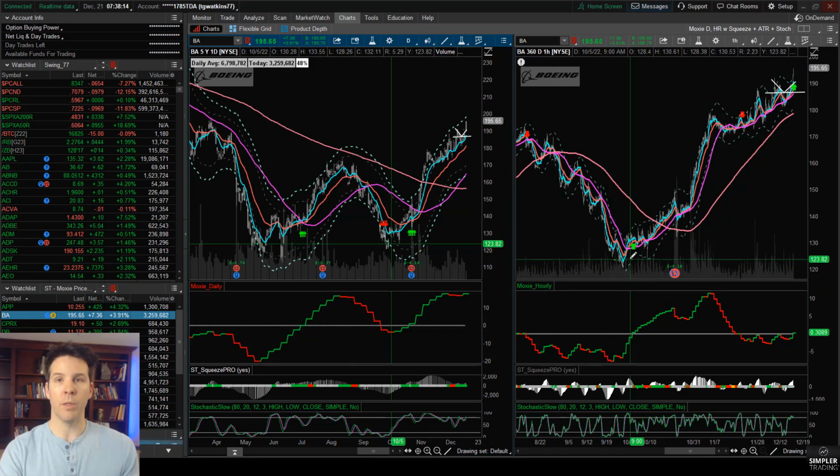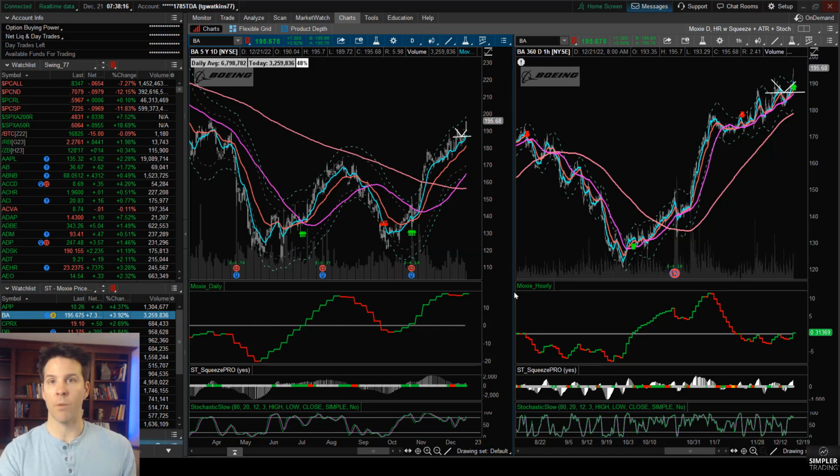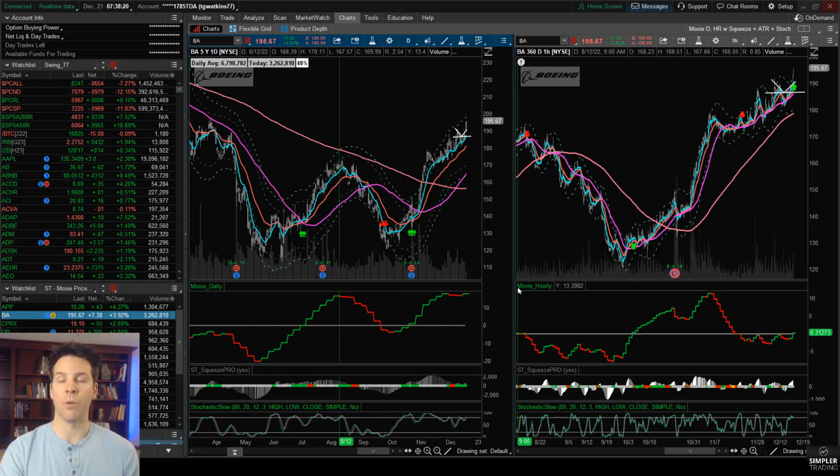Hopefully this was a little bit of a help telling you guys how to scan and what to look for. But remember, scanning just brings things to your attention. You need to do the rest of the work to figure out if this is a good stock for your long side or your short side.